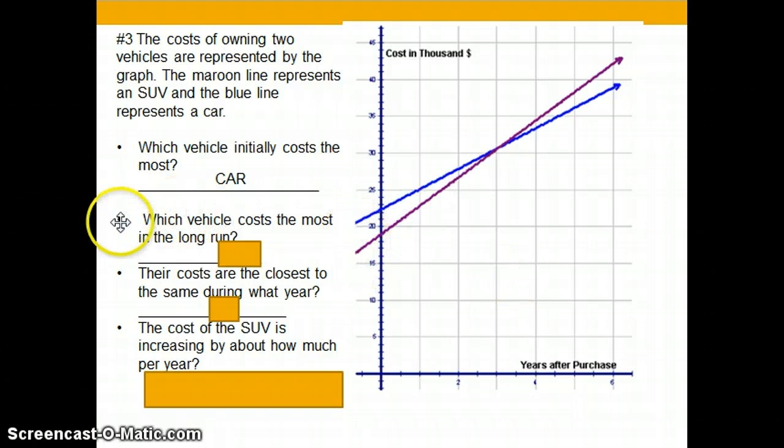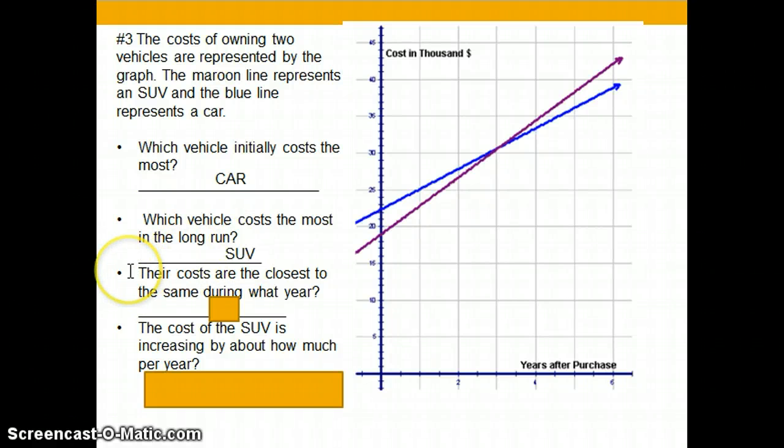Next question, which vehicle costs the most in the long run? Again, go down here to your time axis. The long run is all the way over here, all the way out to 6 years. Go up. Which colored line has a higher value in the long run? It looks like the maroon line is now. Go back to the word problem. The maroon line represents an SUV. So the maroon line costs the most in the long run.